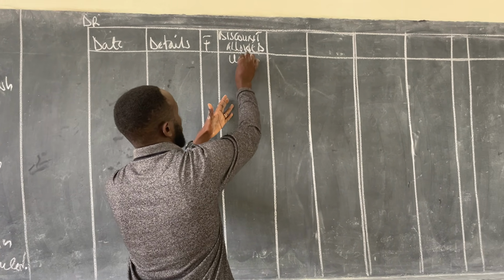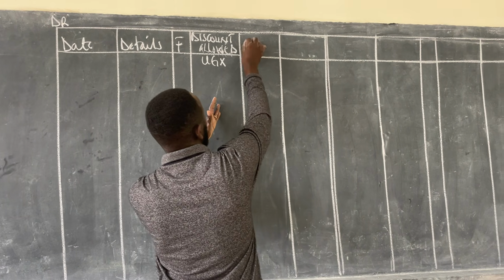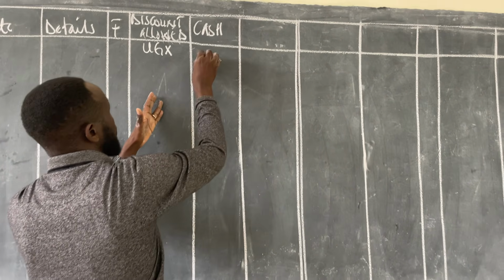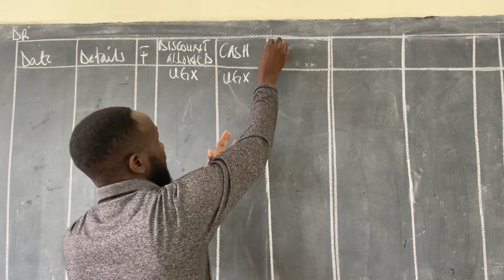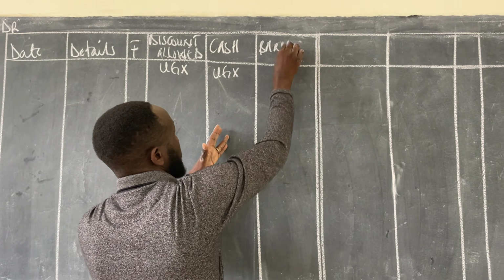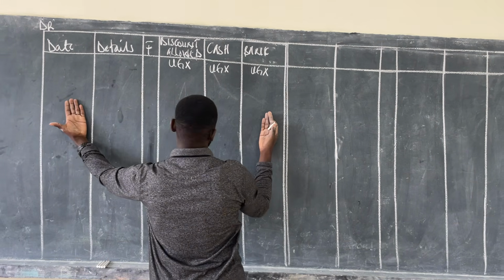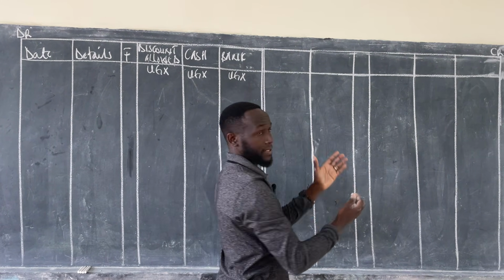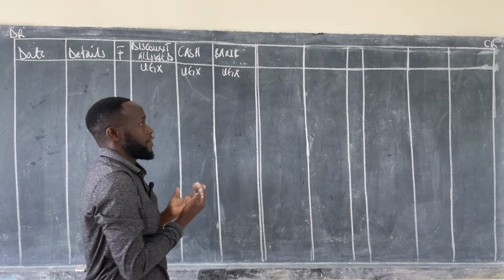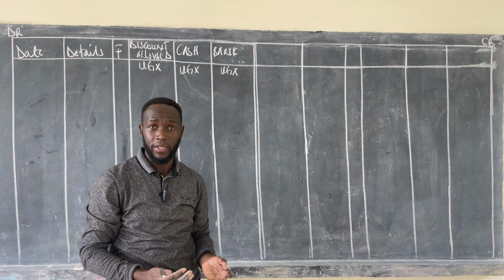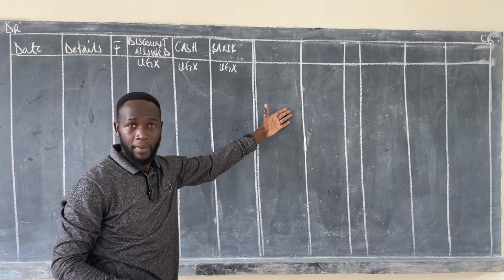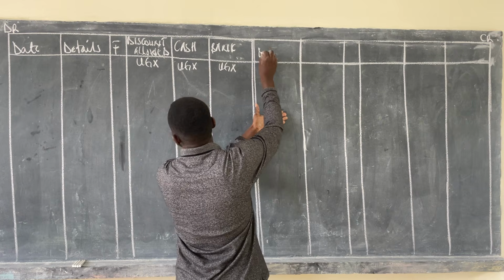So don't forget the currency units. Here you have the cash column. Don't forget the currency units and the bank. And don't forget the currency units. Now, the same things we've done here, you just transfer them to the other side. Why? As we are receiving money, we are also losing at one point. So these are the expenses that we make. So we have the same columns.